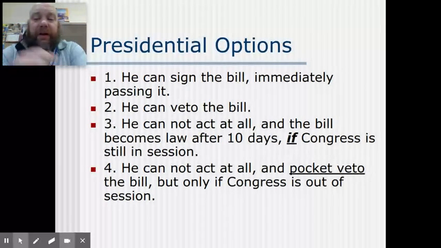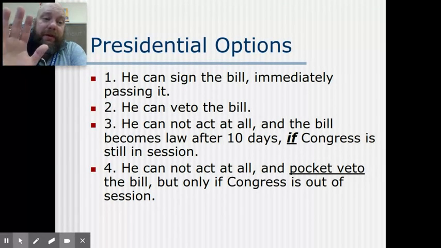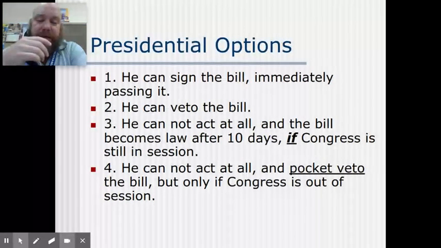Or he cannot act at all, and if Congress is out of session, that's called a pocket veto. It kills it. Okay? Why would he do that? Well, because some presidents don't want to tick off half the country that are possibly going to be voters for them. And so they are like, well, I didn't have anything to do with that. So they just leave it sitting there.